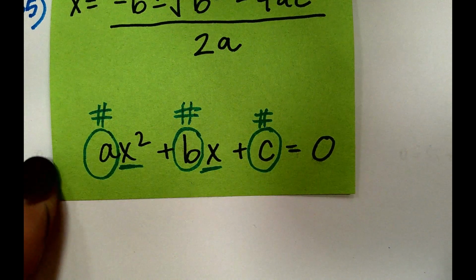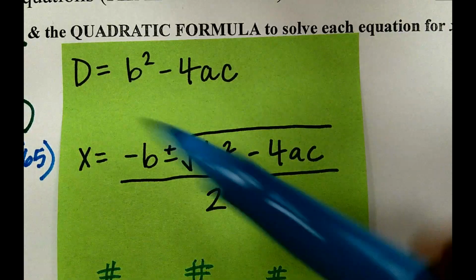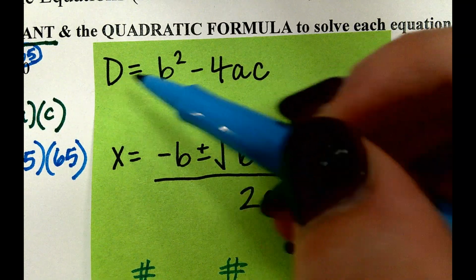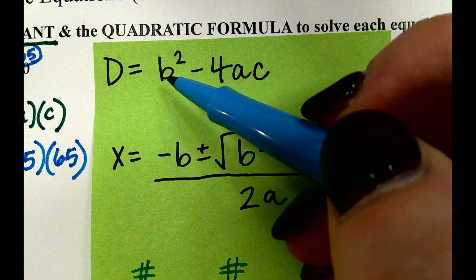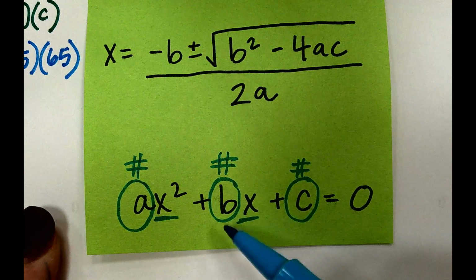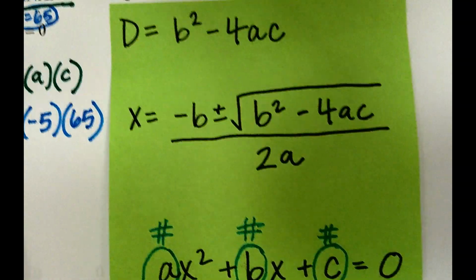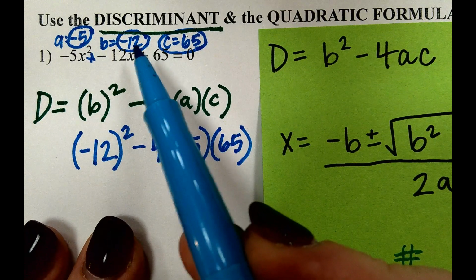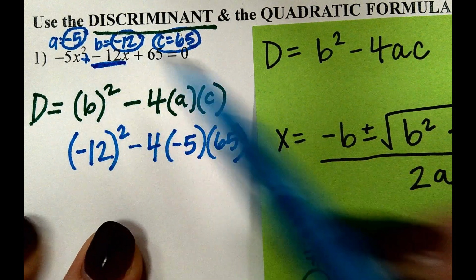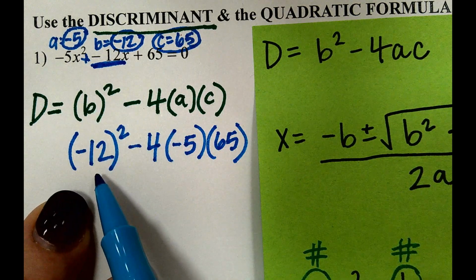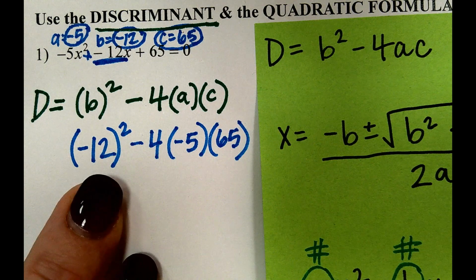And once you have those numbers, it's just a matter of looking at the formula where I see my discriminant equals b squared. Well, I'm going to replace b with whatever number is in front of my x, the middle number. So in this case it was negative 12 because that was my second number. So that's why we put negative 12 for b squared. Does that part make sense?